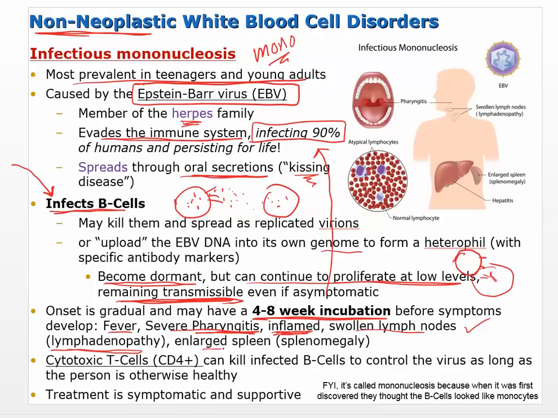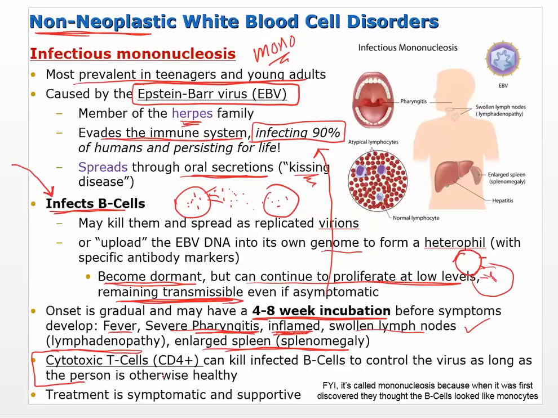You may have an enlarged spleen. That's a little bit harder to see, splenomegaly. But the large spleen, again, you're talking about B cells, you're talking about a lymph organ, and so that also is going to cause an enlargement. Now you may be saying, well, if it's killing B cells, why are the lymph nodes and the spleen enlarging? And that's because cytotoxic T cells can kill infected B cells. So you do launch an immune response against it.